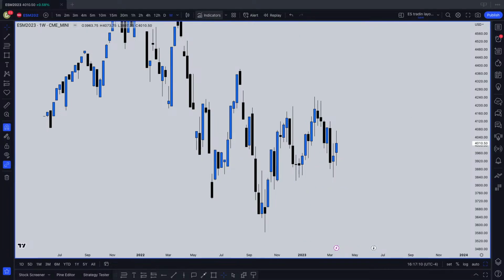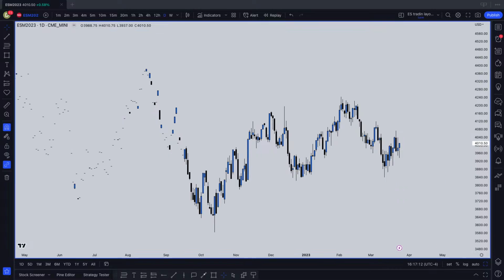So that's what I'm seeing on a weekly chart, dropping right down into a daily.